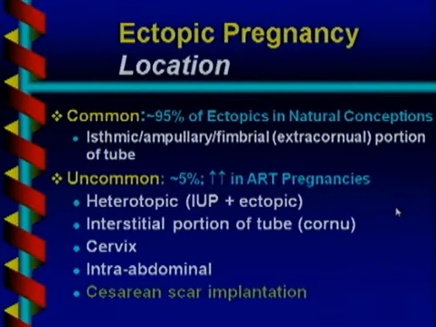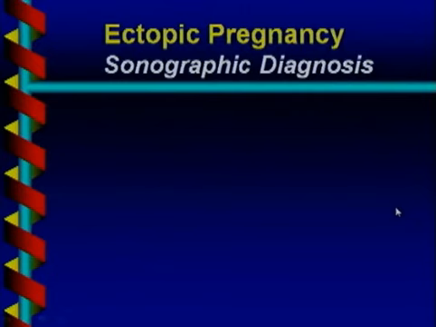Pregnancies in the interstitial portion of the tube, the portion of the tube that traverses the cornu of the uterus, is another kind of unusual ectopic pregnancy. Cervical implantations are another form. Intra-abdominal pregnancies are rare, and a variant of ectopic pregnancy is a pregnancy that is implanted in the uterus but in a cesarean scar instead of in the central portion of the body of the uterus. And I'll be talking about all of these, both common and uncommon forms.